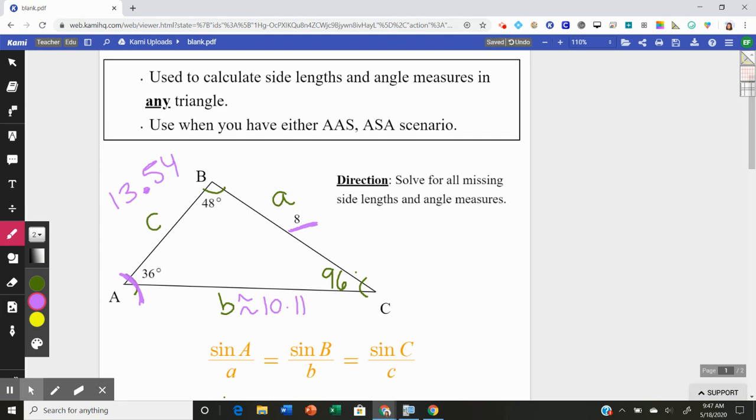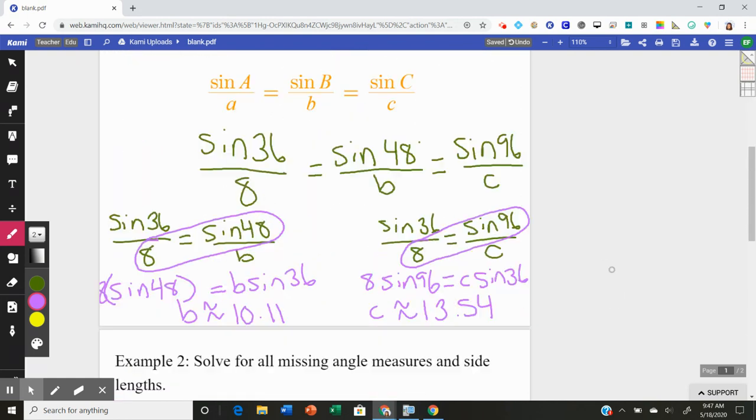Okay, our medium angle is 48 degrees. If we look opposite from it, 10.11, is that our medium side length? Yes, it is. Same idea with the largest angle measure, 96 degrees, which is opposite from the largest side. So at least our side lengths make sense. That's kind of a check for yourself right there. Largest side should be opposite from the largest angle, and smallest side should be opposite from the smallest angle.